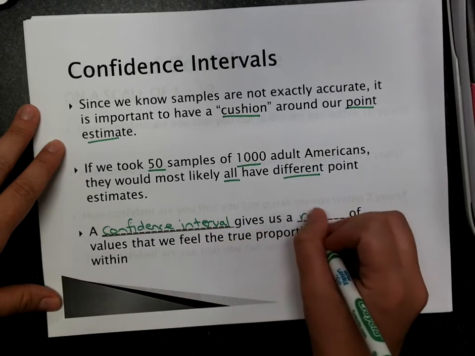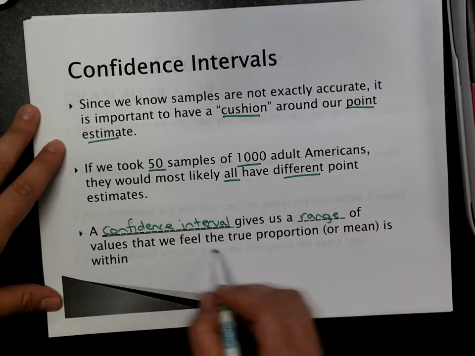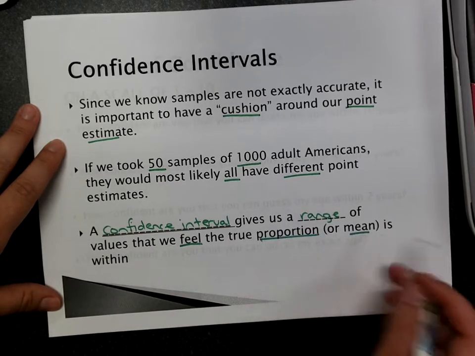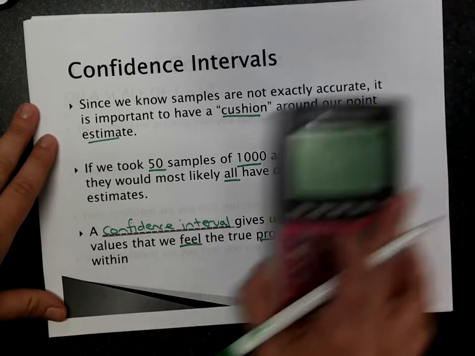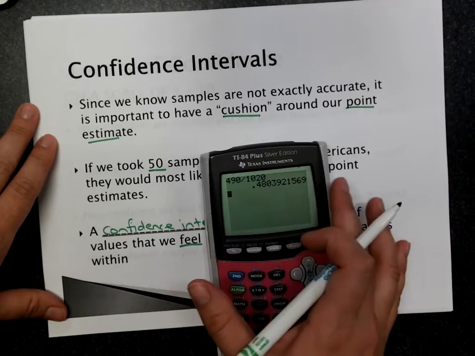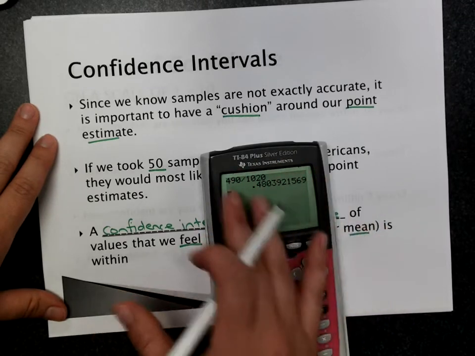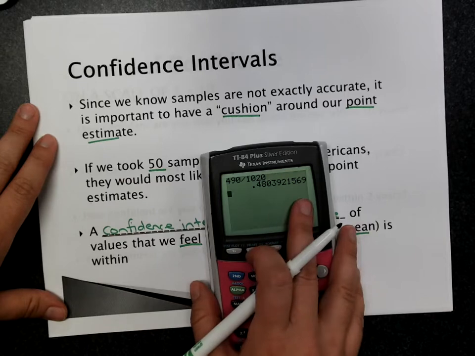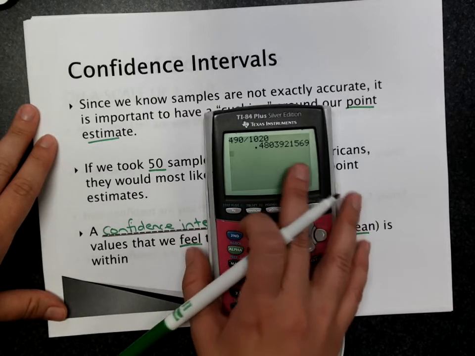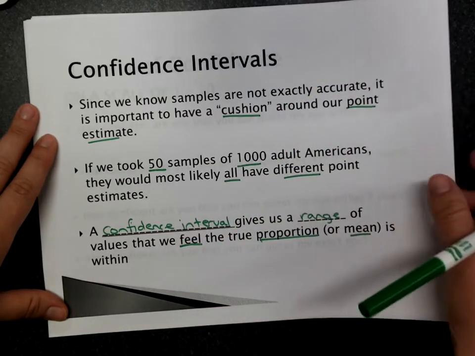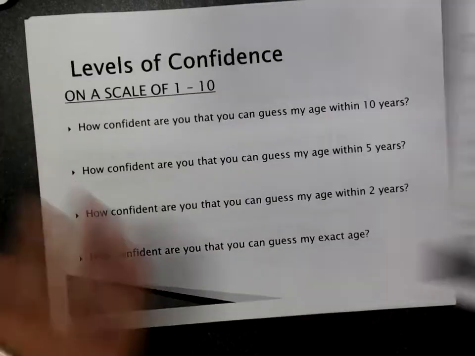So a confidence interval gives us a range of values that we feel the true proportion or mean is within. We have our point estimate, and we can go a little bit above that and a little bit below that to make our cushion, or our confidence interval, about where we feel the true proportion might be. So that's what a confidence interval is.